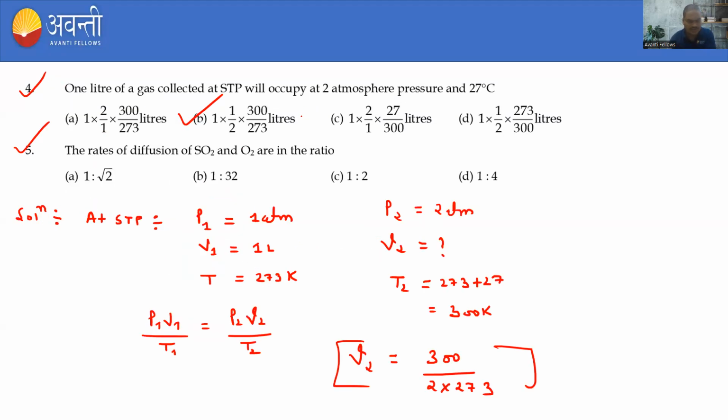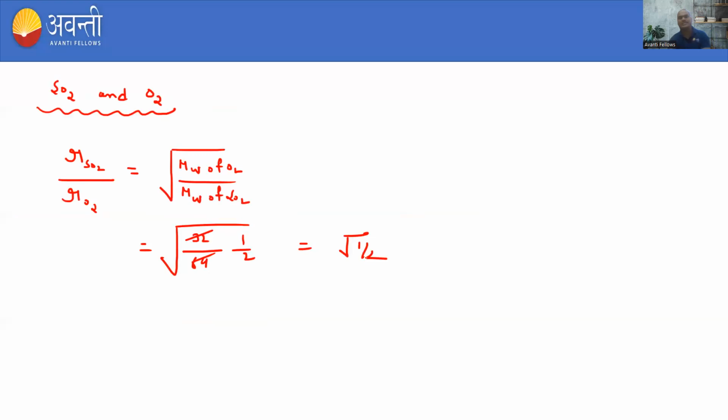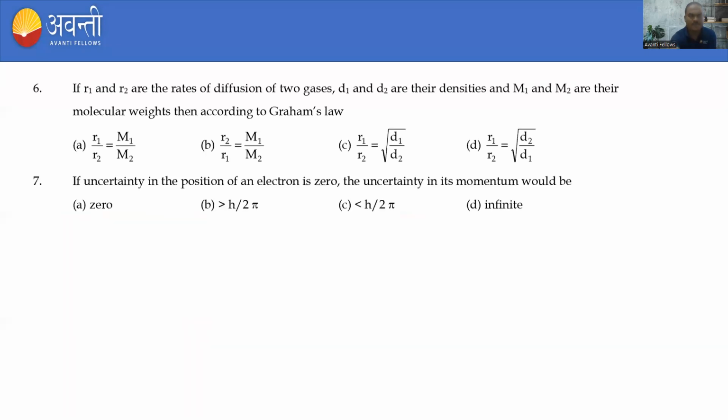So which of the following options is correct, beta? The correct option is 1 under root 2, that is A. So A is the correct answer, because we know that under root of 1 is equal to 1, right? So this comes out to be 1 under root 2. Clear है सबको? चलो.